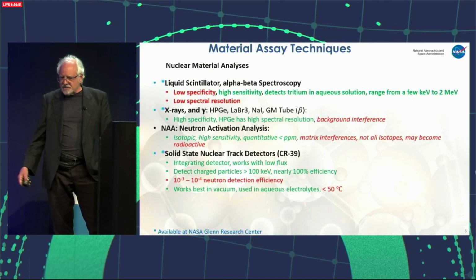And then solid-state nuclear track detectors like CR39. These have the advantage of being an integrating detector, that means you can detect low flux. You can detect charged particles over 100 keV, nearly 100% efficiency, although for neutrons, it's about 10 to the minus 3 to as low as 10 to the minus 5. And it works best in vacuum, but we have used it in aqueous solutions, provided you keep the temperature below about 50 degrees C because it begins to self-etch.